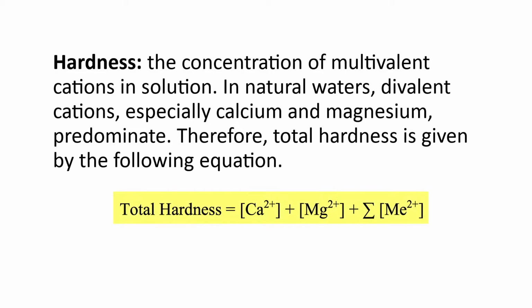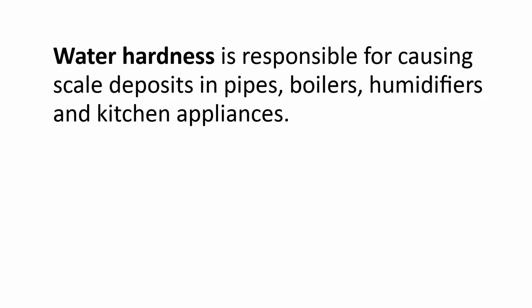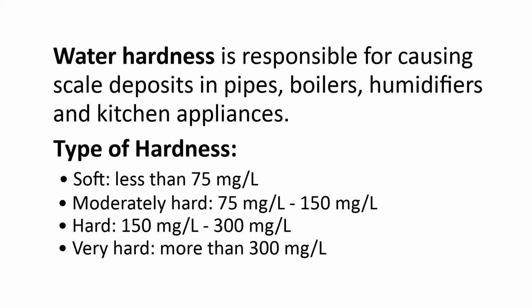Total hardness equals the concentration of calcium 2+ ions plus the concentration of magnesium 2+ ions plus the sum of Me2+. Water hardness is responsible for causing scale deposits in pipes, boilers, humidifiers, and kitchen appliances. The amount and type of hardness are both important factors when determining which type of softening process to use.